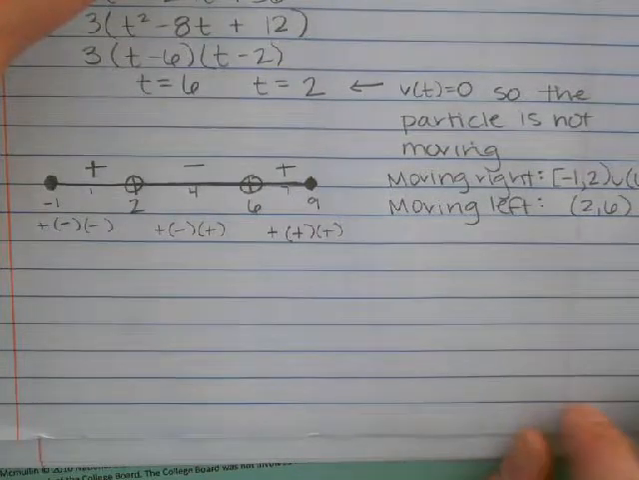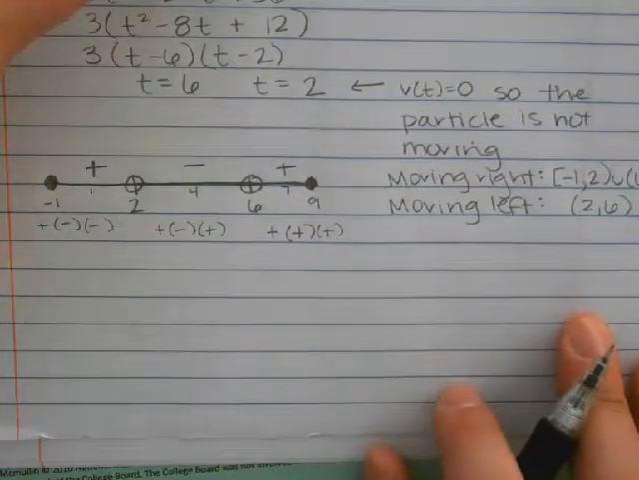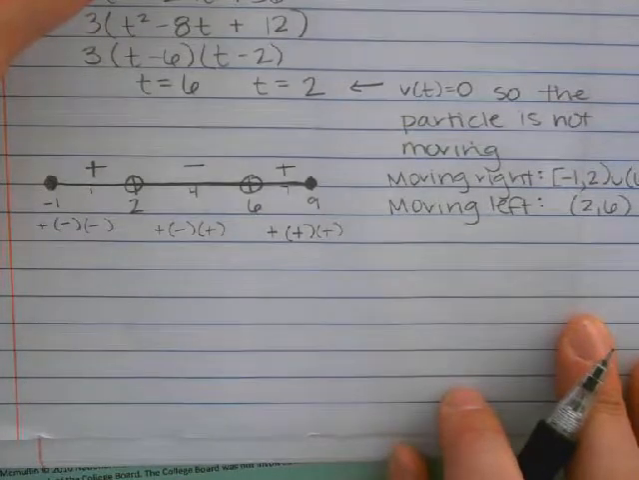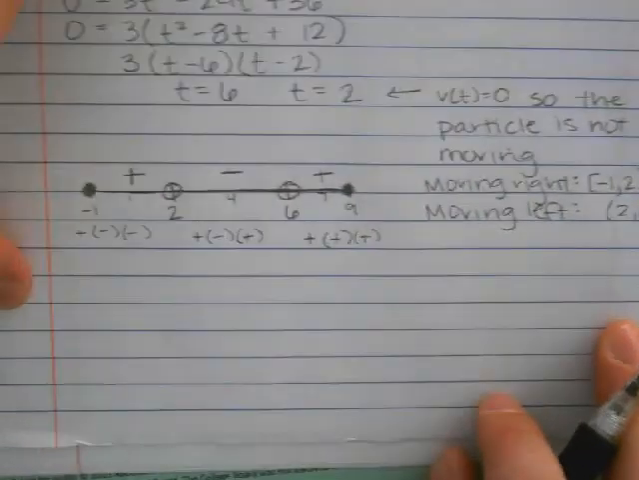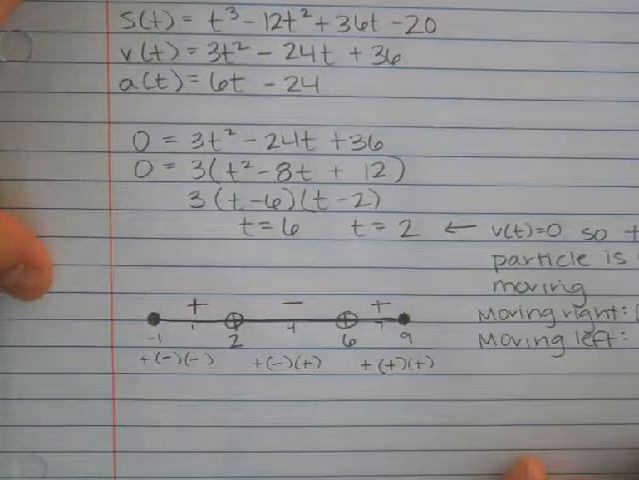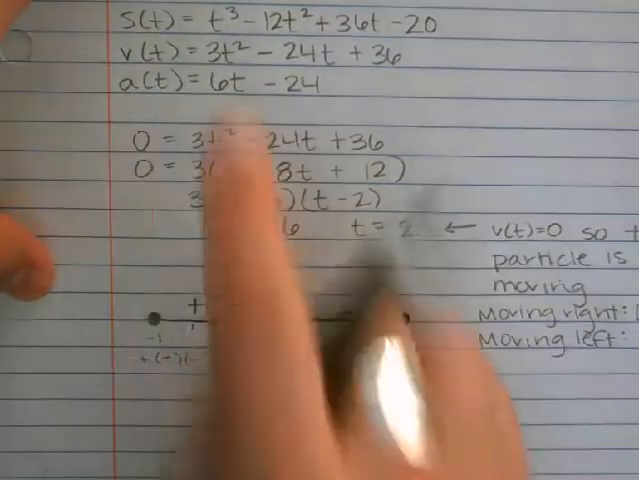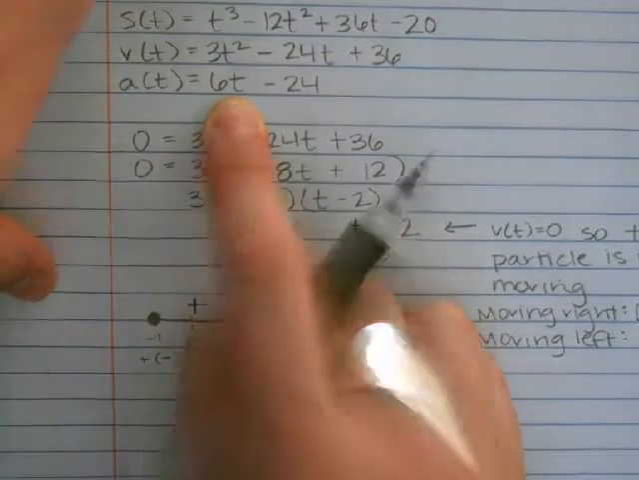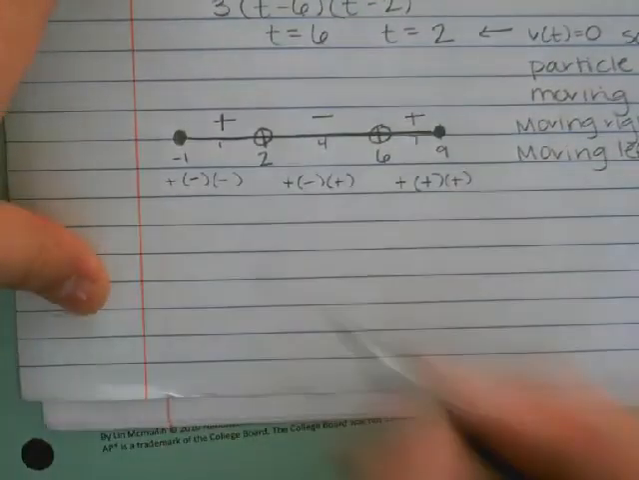Okay. So next, we want to know about the particle's acceleration. So we're going to take the acceleration formula that we have. We want to know when it is not accelerating at all. So I'm going to take 6t minus 24, and I'm going to set it equal to 0.